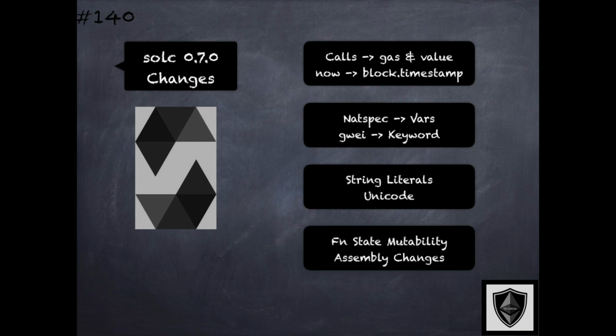The state mutability of functions during inheritance was also allowed to be restricted with this version. So functions with default state mutability can be overridden by pure and view functions, while view functions can be overridden by pure functions. There were also multiple changes introduced to the assembly support within Solidity. So many such syntactic changes were part of Solidity version 0.7.0.